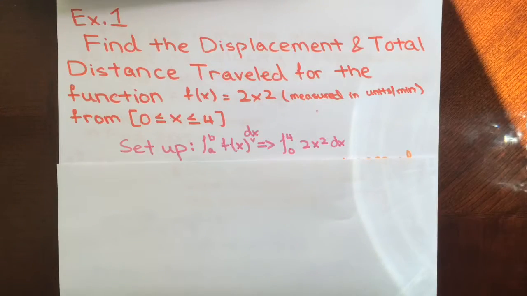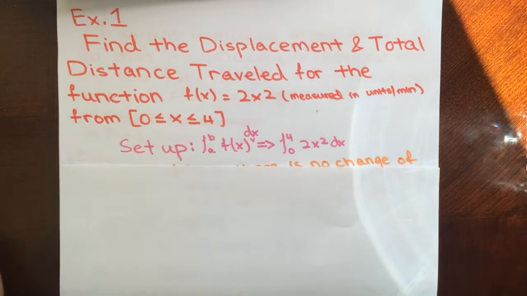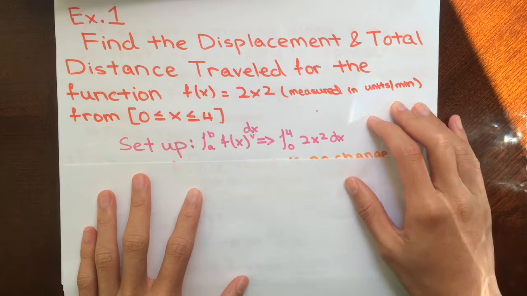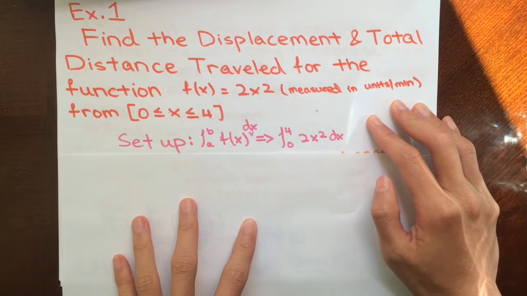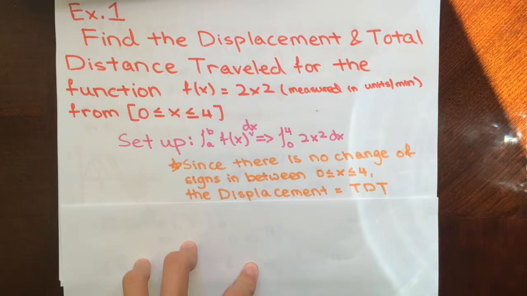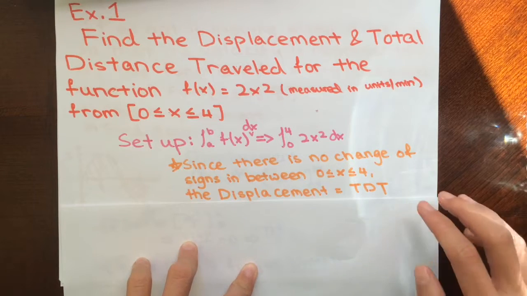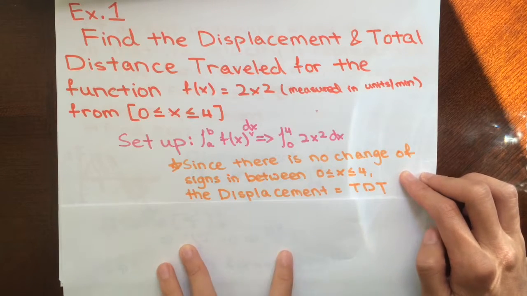Now take the integral of f of x, which is 2x squared, from a to b, where a is the left endpoint and b is the right endpoint. So this translates into the integral of 2x squared from 0 to 4 dx. You might have noticed that since there is no change of signs between 0 and 4, the displacement would equal the total distance traveled.